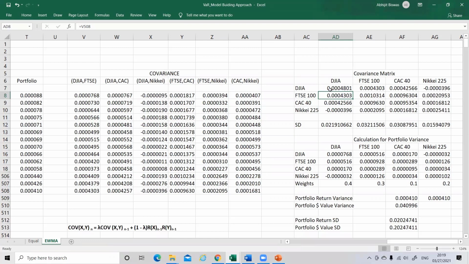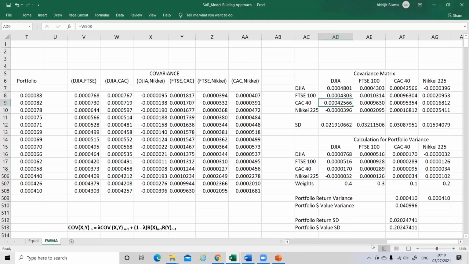Now I want covariance between Dow Jones and FTSE. Now see, here I have given the formula. It should be equal to V508. Now we have already calculated the covariance between Dow Jones and FTSE till 25th September. So we'll have to just drag it down by one cell to calculate the covariance between Dow Jones and FTSE on 26th September. So let us go here in the covariance calculation.